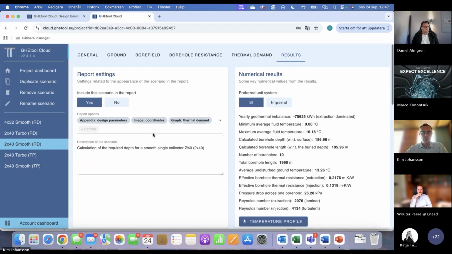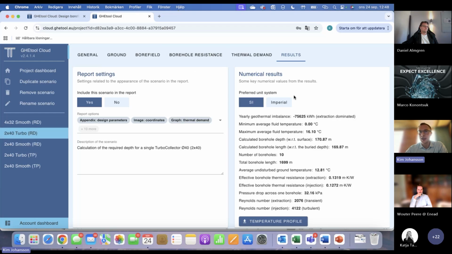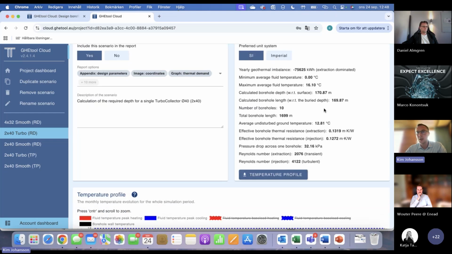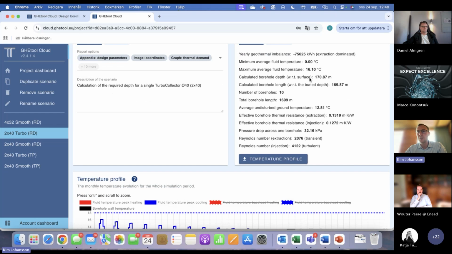So the next thing we did was to duplicate the scenario again, but this time we changed the smooth 40 millimeter probes into the turbo 40 millimeter probes instead. And here it gets really interesting, I think. If we look at the results for the TurboCollector, we could see that the temperatures are the same, but the required depth is only just above 170 meters.